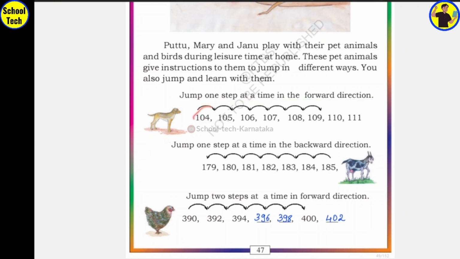So the dog jumps one step from 104 to 105, 105 to 106, 106 to 107, 107 to 108, 108 to 109, 110 and 111. Jump one step at a time in backward direction. So 185, go back, 184, go back, 183, 182, 181, 180, 179.